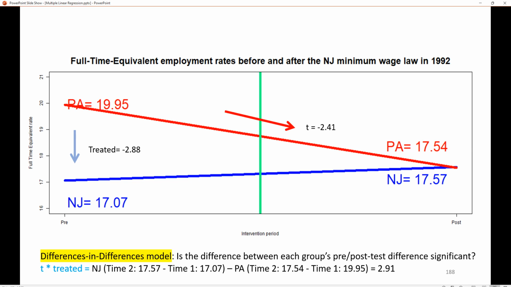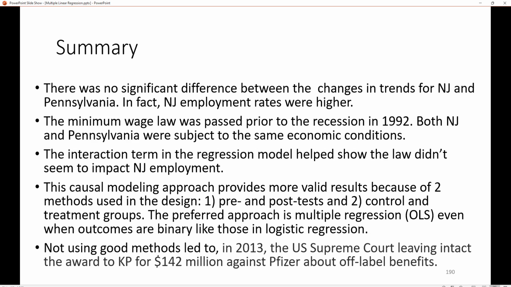Oftentimes we may not even have a control group and a treatment group, or we might just have one medical center's data and not have that pre-intervention. But we do have an example within the healthcare system where not using that pre-intervention data could be an issue. We see that not using good methods led to, in 2013, the U.S. Supreme Court leaving intact the award to KP for $142 million against Pfizer about off-label benefits.